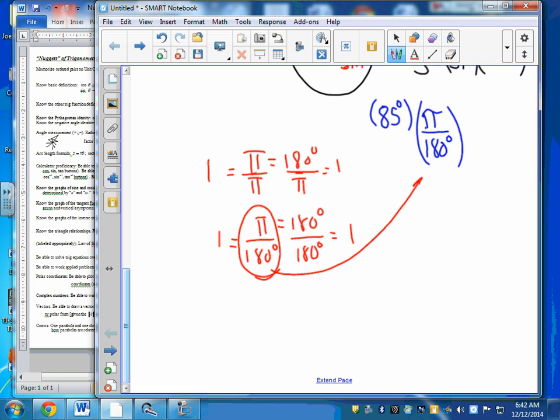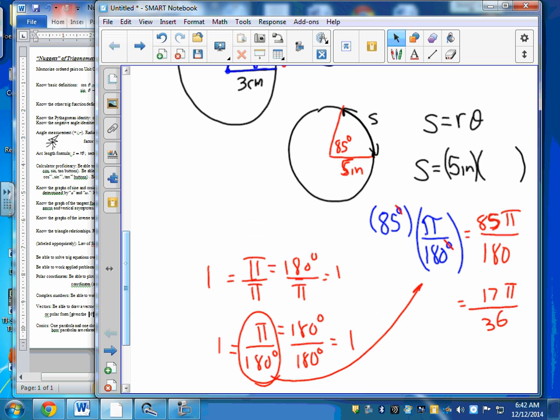I'm multiplying my 85 degrees times 1, and the degree units cancel, which is nice. So now I just get 85 pi divided by 180. Okay, and that will reduce. Obviously 5 goes into both. So 5 goes into 85 17 times, and 5 goes into 180 36 times, and that's about as simple as it gets. Okay, so I now have my angle in radians. I can go back to my formula and just plug in 17 pi over 36. And that would be the arc length in this particular problem.